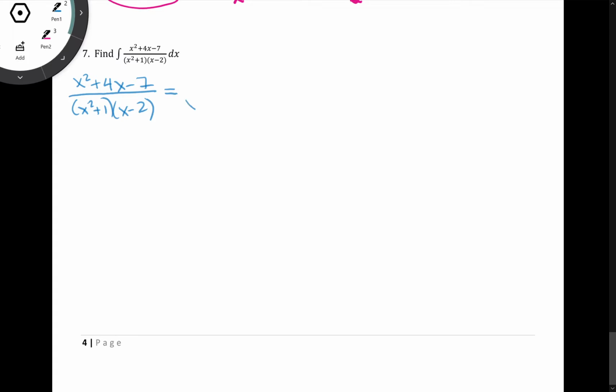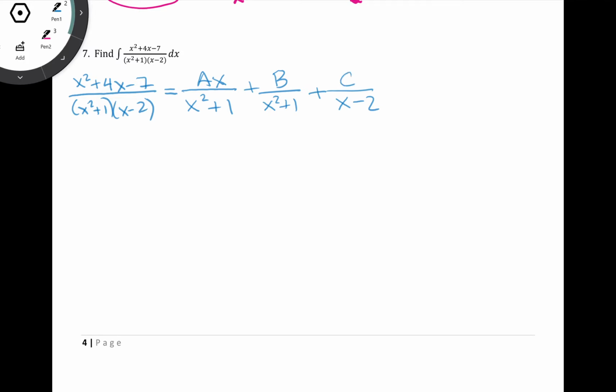And one of the factors is an irreducible quadratic, so it would need a linear numerator in ax plus b. For convenience later on, I'm going to go ahead and split that up into two fractions. And then the last factor in that denominator is an x minus 2, which is linear, so it definitely only needs a constant in the numerator. So, first step, clear the fractions.